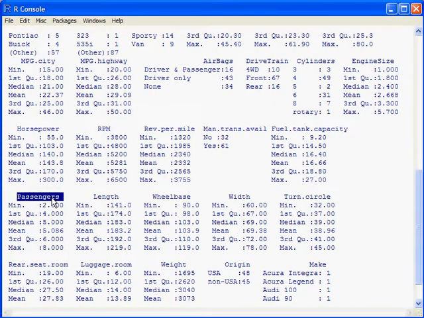Now, you could throw in all these things just to see what happens, but I'm going to use a little bit more restrictive definition here. And again, a lot of this is a judgment call. Length of the car, I don't see why that should matter. Wheelbase, don't see why that would matter. Width, no. Turning circle, no.